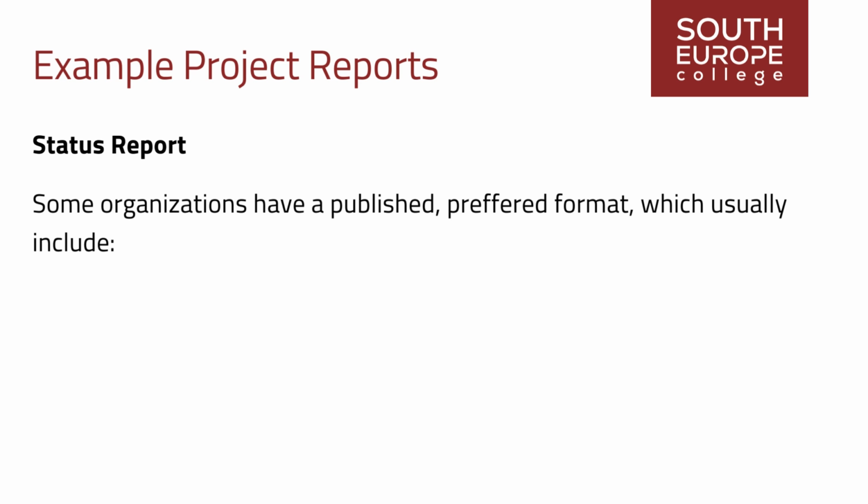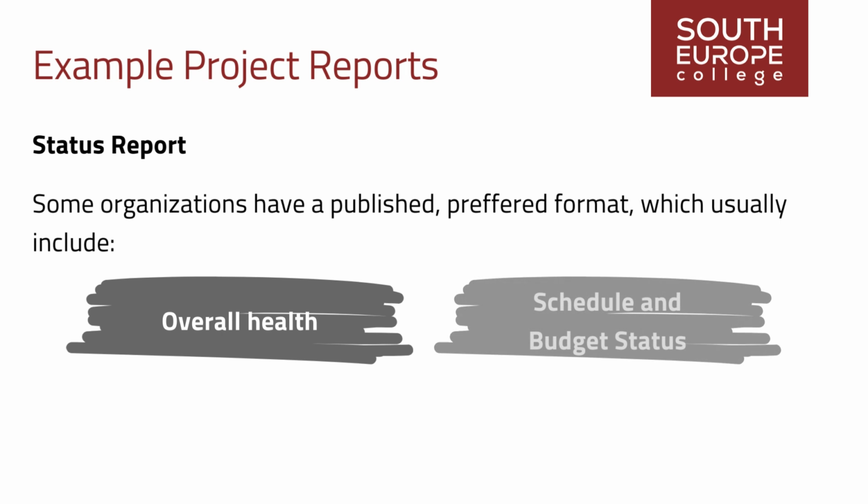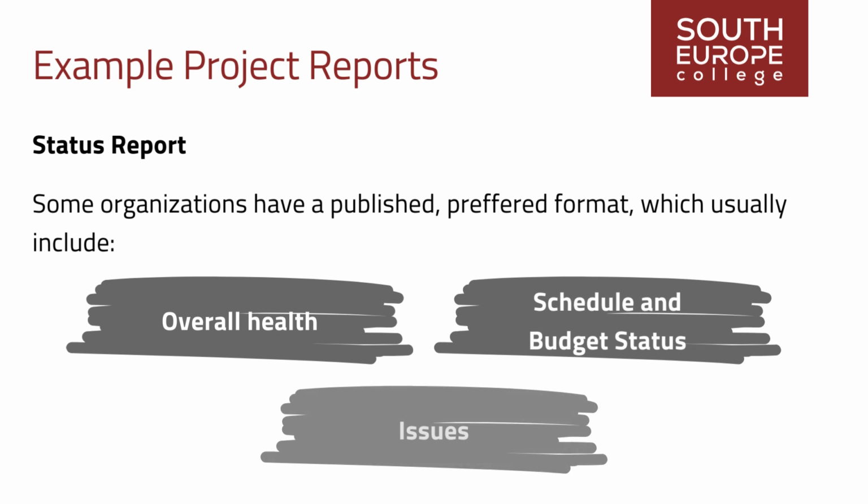At minimum, a status report will usually include the following sections: overall health, including accomplishments, completed tasks, and metrics such as customer satisfaction. Schedule and budget status, a realistic view of the expended time and money versus the schedule and budget. Issues, typically expressed as current problems; a proactive project also lists potential issues.